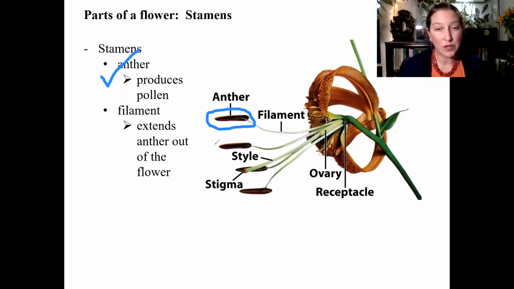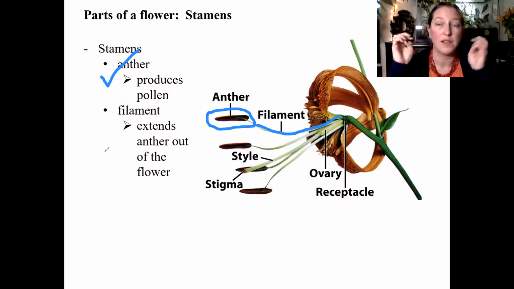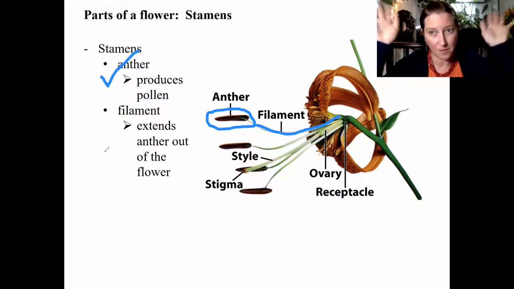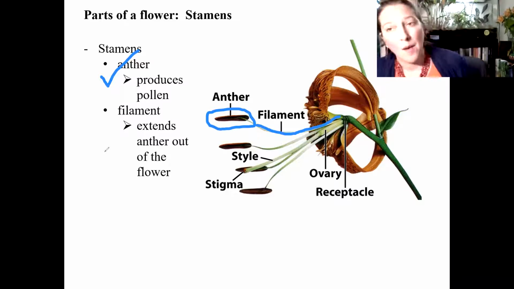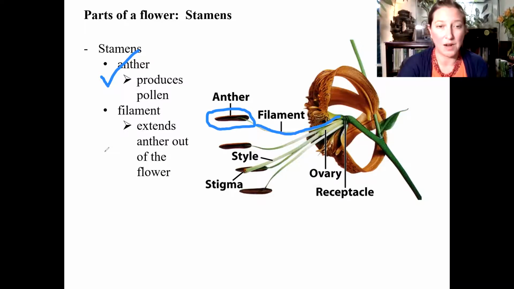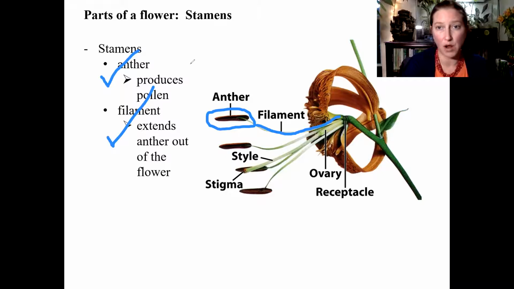And then similar to the style of the stigma, you have this filament of the anther. And the filament's job is just to hold the anther out of the flower so that the pollen that the anther makes can be taken by whatever mechanism, the wind or an animal or something like that, to get brought to the stigma.